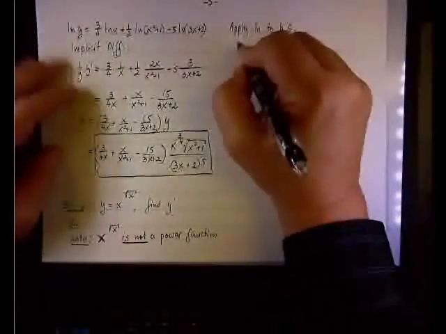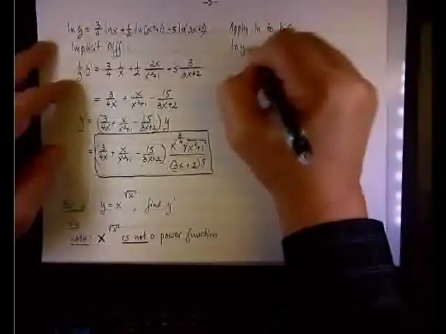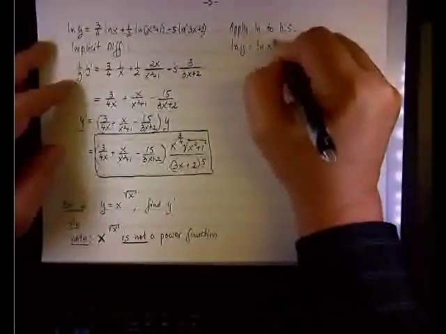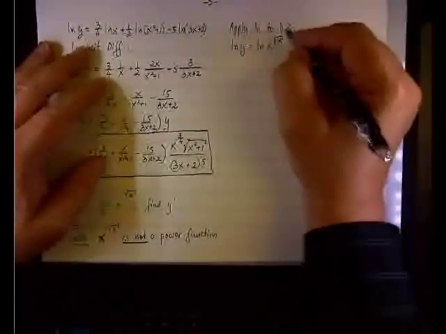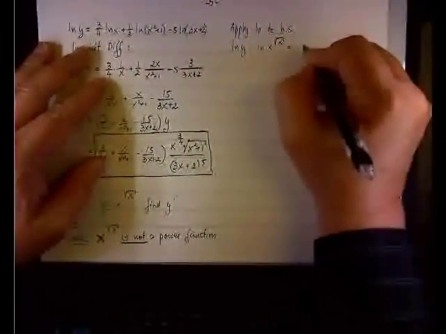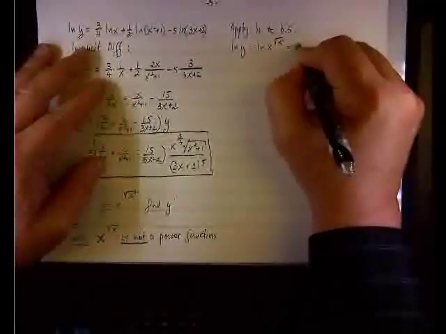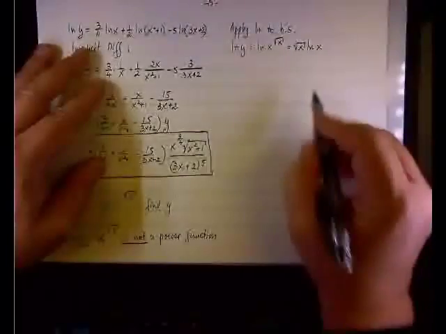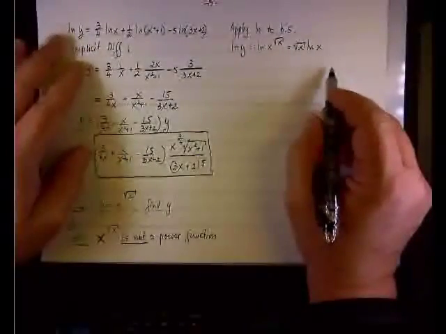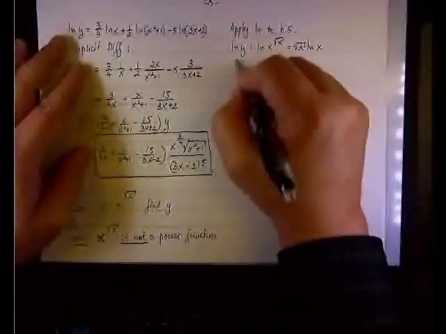So now you have the natural log of y equals the natural log of x raised to the power square root of x, like so, right? And this, we can still apply property number 3, so we have square root of x times natural log of x, and now we differentiate both sides.